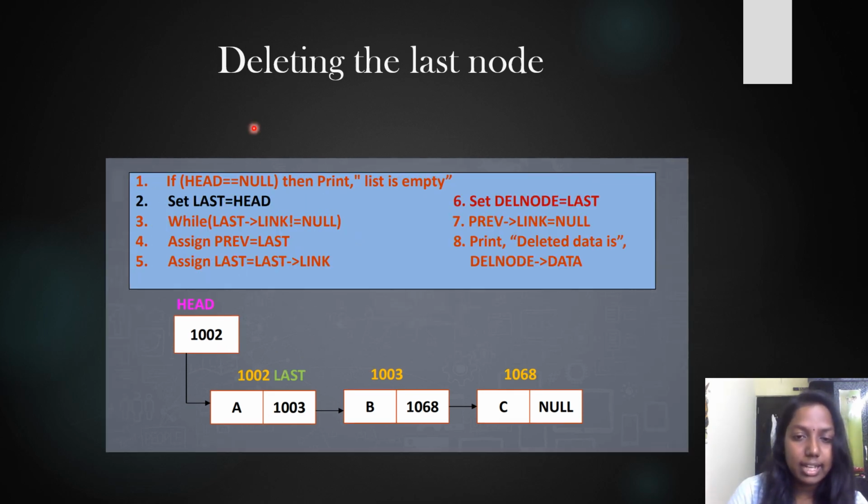Deleting the last node, it's the same thing, and we check if it's null. If it's not, then we assign head as last, while last link not null. So if this last link is not null, we assign last as previous, and last as last link, that is this one. So then as we traverse it, once we find the previous link, that is this link, to be null, we delete this.